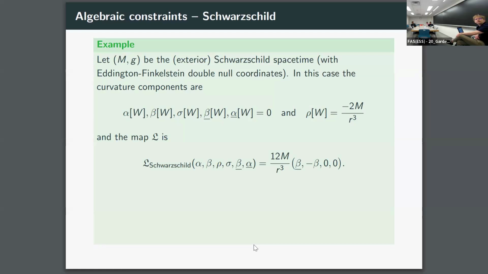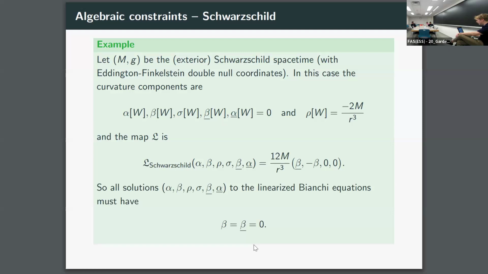L of my solution, or L of my alpha, beta, rho vector, is just some scalar factor times (beta bar, minus beta, 0, 0). And so clearly, if I am in the kernel of this, that means that beta bar and beta have to be identically 0. So that means that if I want to study the linearized Bianchi equations on Schwarzschild, actually the beta and the beta bar both have to be 0. And I'm really only studying dynamics for alpha, rho, sigma, and alpha bar.